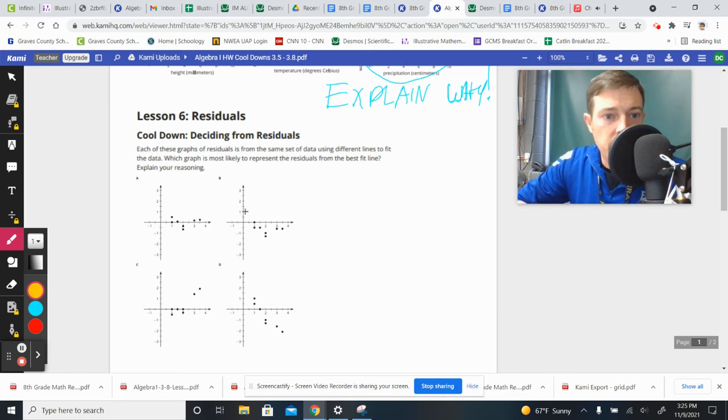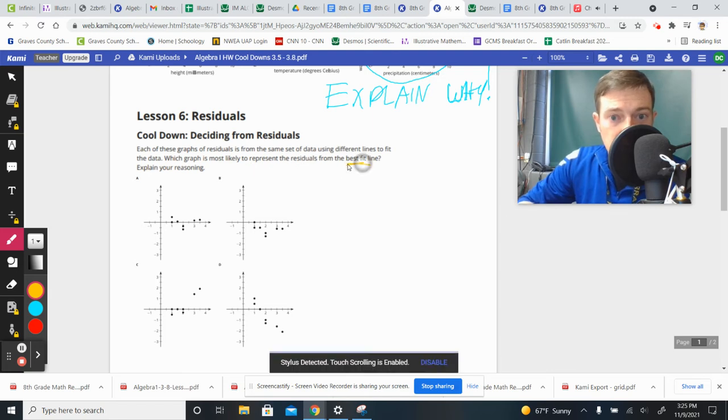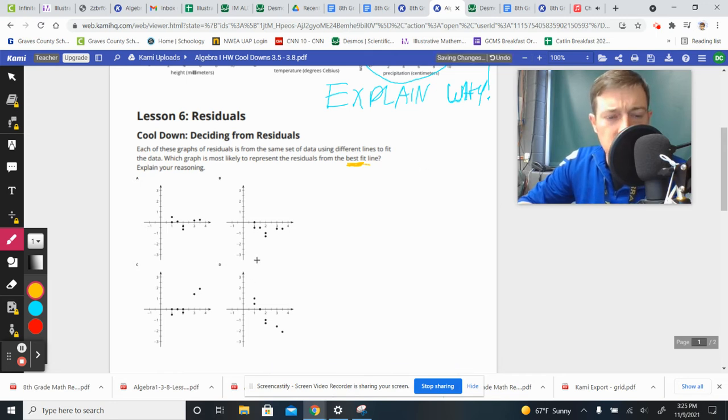Going over residuals with your cool down here. Each of these graphs that we see below are graphs of residuals from the same set of data using different lines to fit the data. So it's from the same data, but we use different lines. Which graph is most likely to represent the residuals from the best fit line? So we're looking for the line that fits our data the best, and we should be able to see that from the residuals.